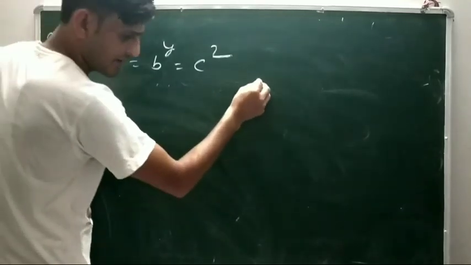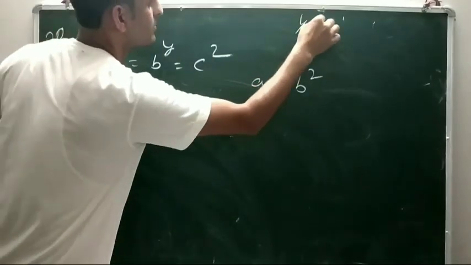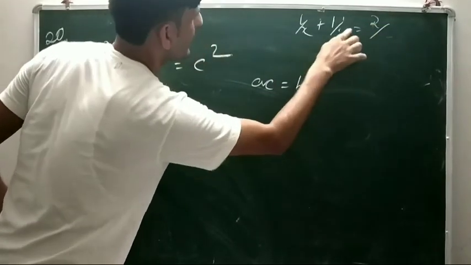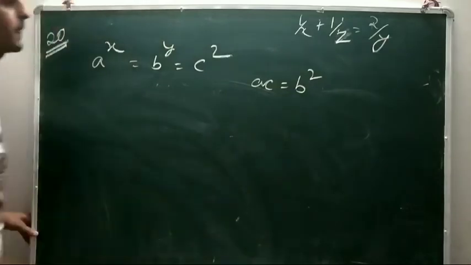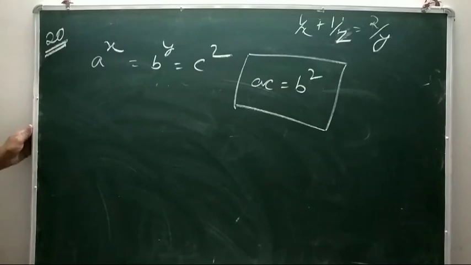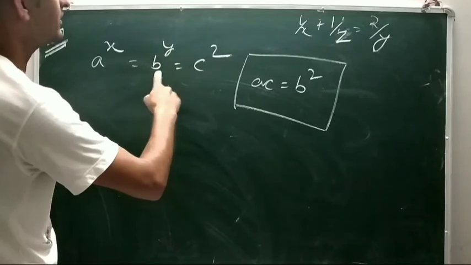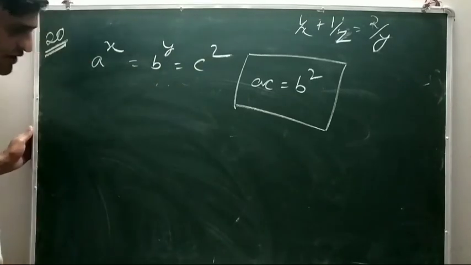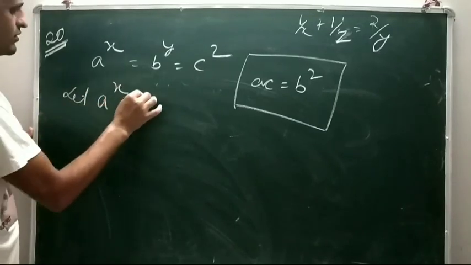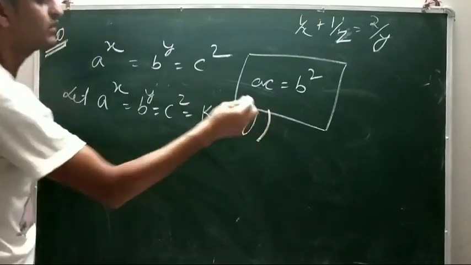And there is a condition given: ac is equal to b square. And we have to prove that 1 by x plus 1 by z is equal to 2 by y. So we are given this condition, ac is equal to b square. We will put a and c there, and for b square we will put the value of b there. So let a to the power x equal to b to the power y equal to c to the power z equal to k. Say, suppose these values will be equal to k.